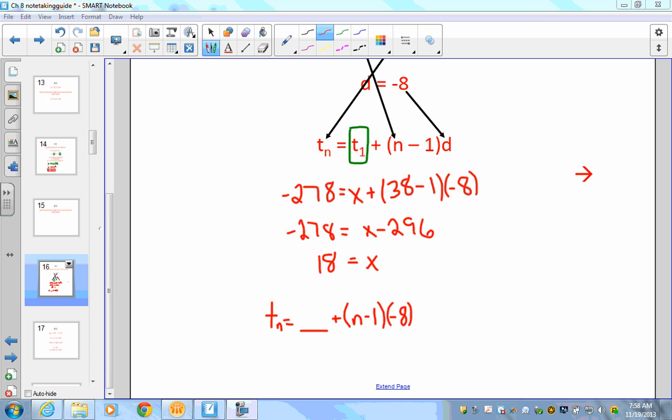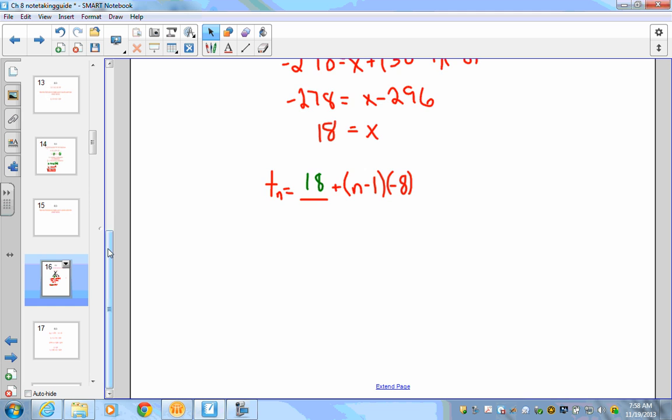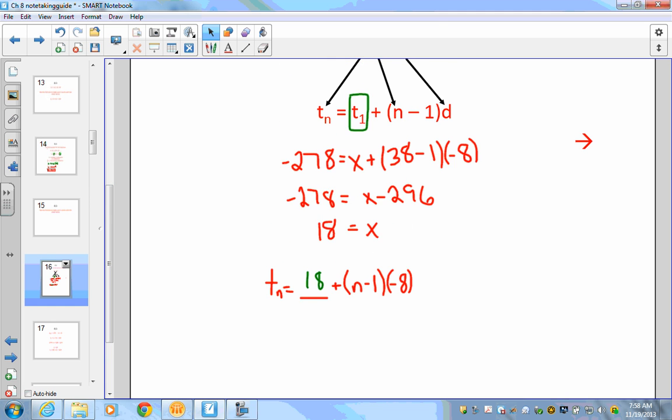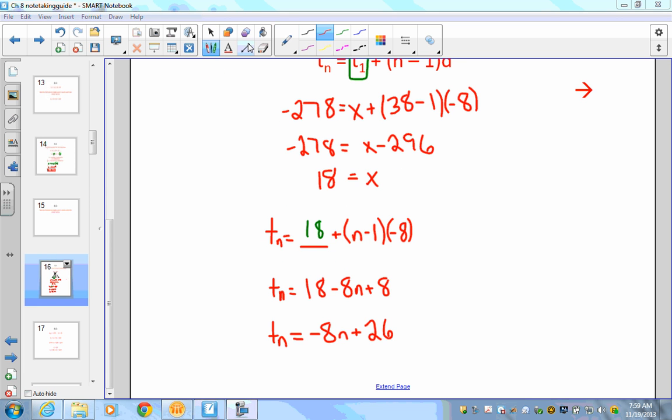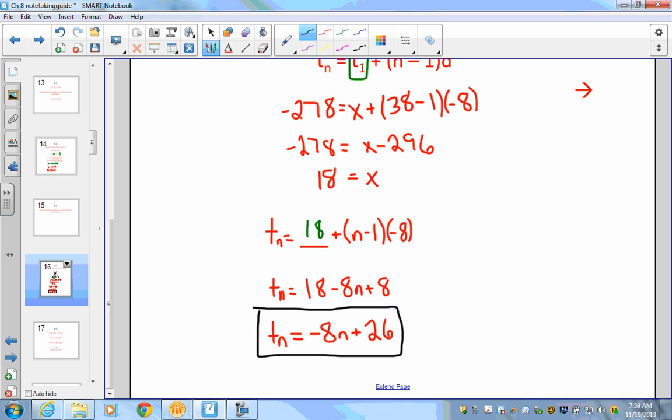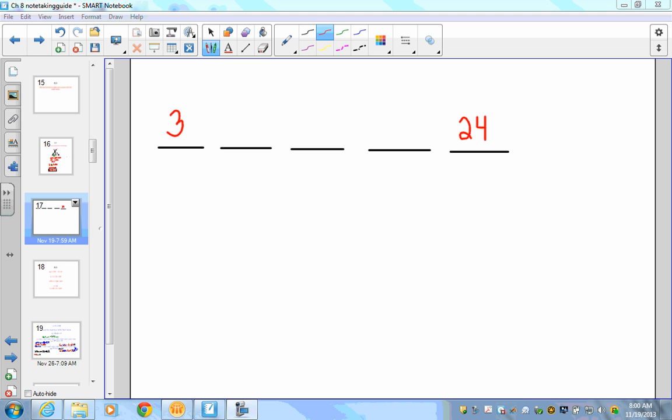Once I figure that out, I go back to my original default formula, which is T of n is equal to the first term, which is 18, plus n minus 1 times -8. Once I do that, all I have to do is simplify everything, and I get my final answer, which is T of n is equal to -8n plus 26.